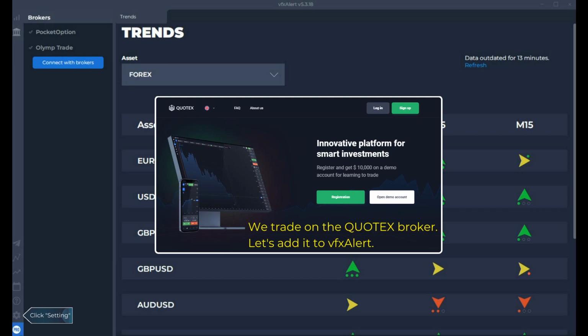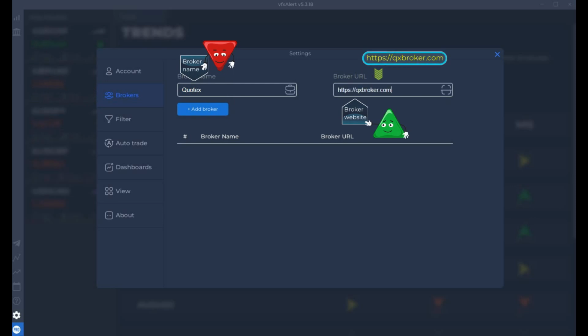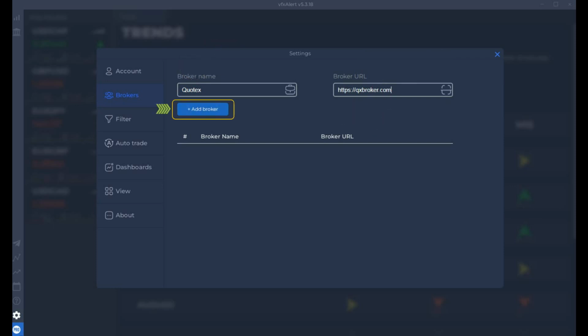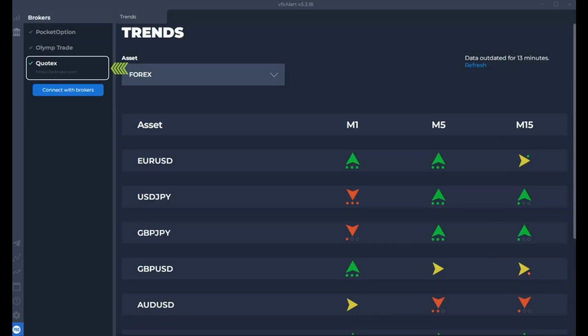We will add Quotex broker. Everything is simple. In the settings, select the brokers section. Then enter the name of the broker and the site of the binary platform. Broker added to vfxAlert. Select Quotex in the list of brokers.